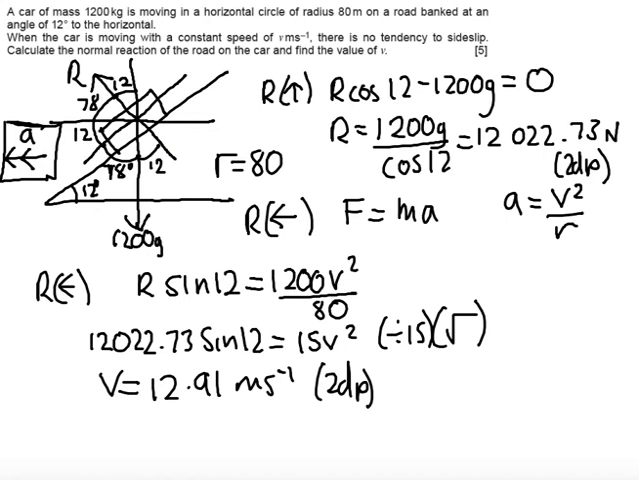Let's have a look at how the marks are awarded in this question. Okay, so method mark if you've resolved vertically, it has to be vertically. We get an answer mark if you've got the answer for the reaction as 12,022.73 newtons. Next, we get a method mark for resolving horizontally, and you also get an accuracy mark if this is resolved correctly. And finally, we get that accuracy mark for that final answer, and that's for correct answer only.